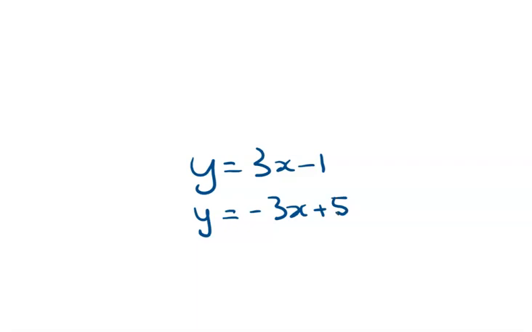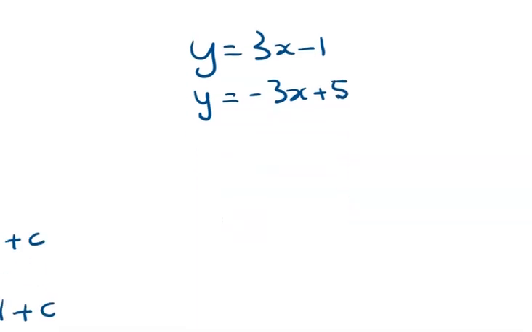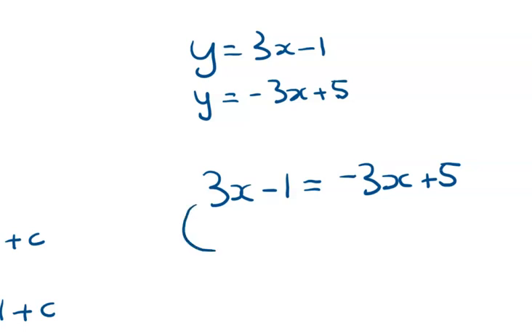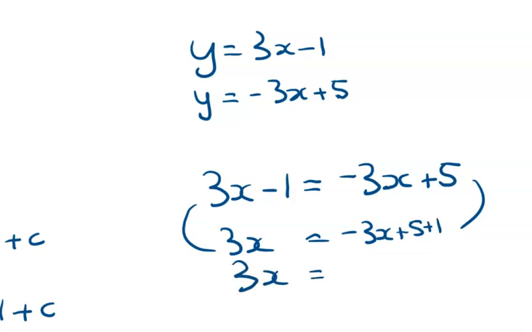So we've got our first line is y equals 3x minus 1, and our second line is y equals -3x plus 5. So we want to know where will those y values be the same for an x value. So the y value of the first line is 3x minus 1, and the y value of the second line is -3x plus 5. We're going to figure out what's the x value that makes them the same. First, I'm going to add 1 to both sides, and I'll get 3x equals -3x plus 5 plus 1. So 3x is equal to -3x plus 6.